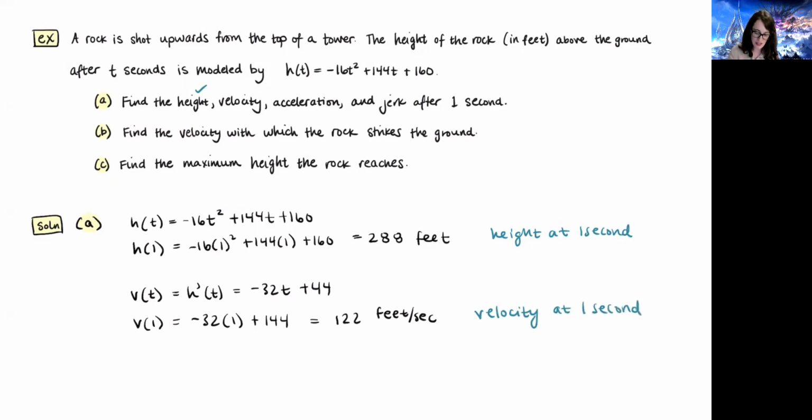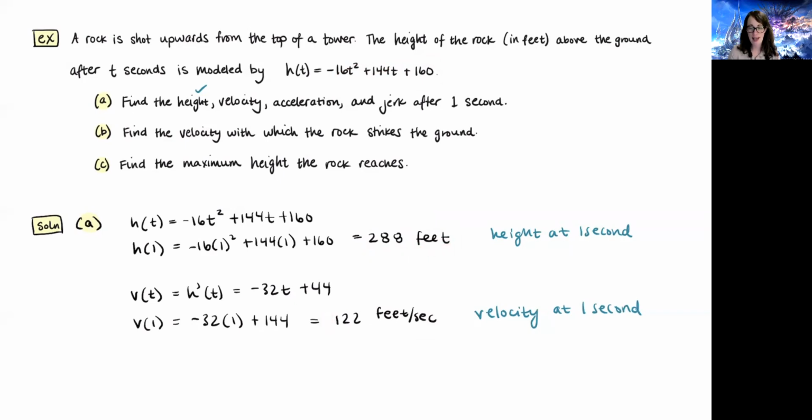Okay, so the 288 feet is how high it is. If you take a look at this function here, when you plug in 0, these two terms go away and you get 160 feet. So the tower or the rock starts at 160 feet. After 1 second, it's shot upward. So at 1 second, it's all the way up at 288 feet. And then this velocity is saying that it's moving upward still at 288 feet because the velocity is positive.